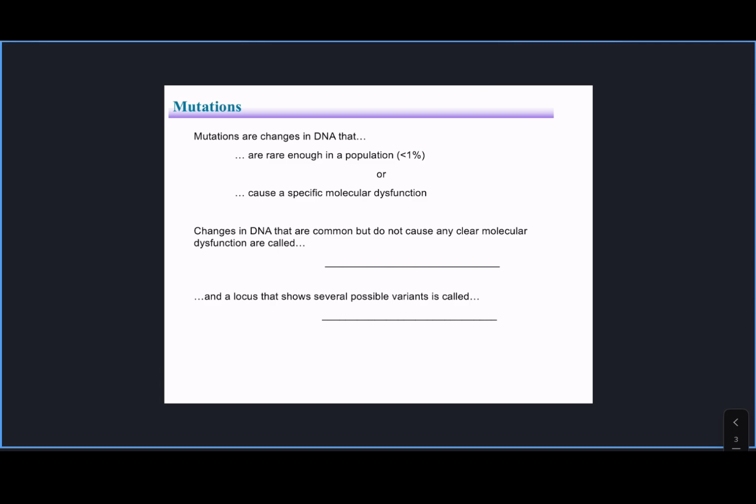It starts with a V. Variations? Did you say variation? Yeah, variant. Close enough. Variants.